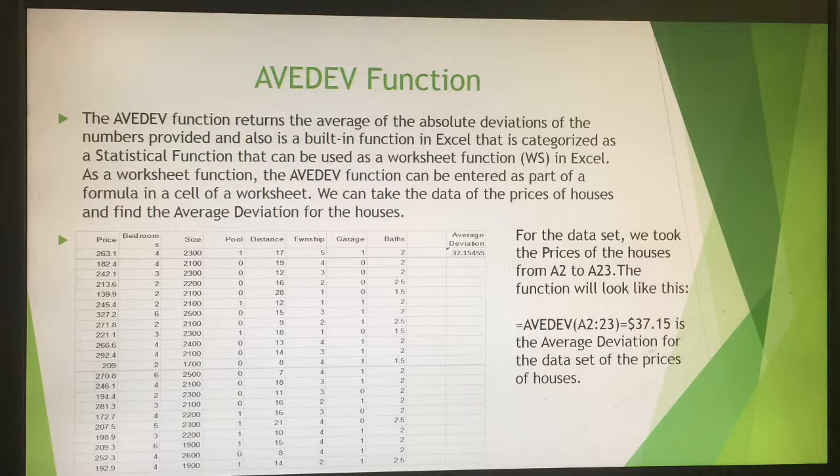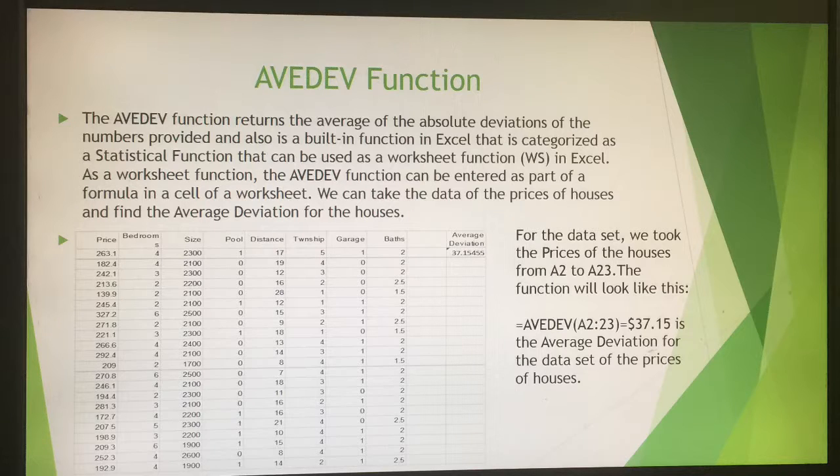Now, the next thing that we're going to be moving on to is the AVEDEV function. This returns the average of the absolute deviation of the numbers provided, and it is also a built-in function in Excel, categorized as a statistical function that can be used as a worksheet function. In this case, we're going to go back to our data set, take the prices of the houses, and determine the average deviation, or the absolute deviation, sorry, of these houses.